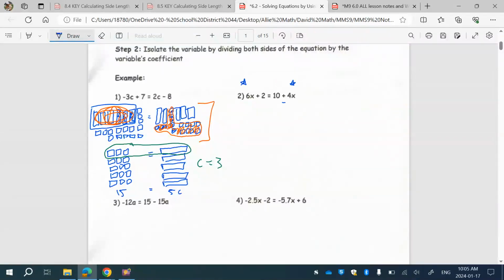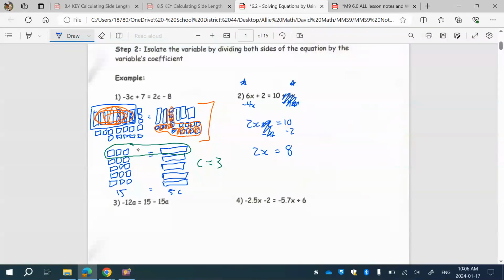So let's subtract 4x from each side. I'm going to rewrite it. 6x subtract 4x is going to be 2x plus 2 equals 10. This positive 4x and this negative 4x cancel each other out. Now let's move this 2 over to the other side. So let's subtract 2 from each side. We're left with 2x. That becomes 0. Equals 10 minus 2 is 8.